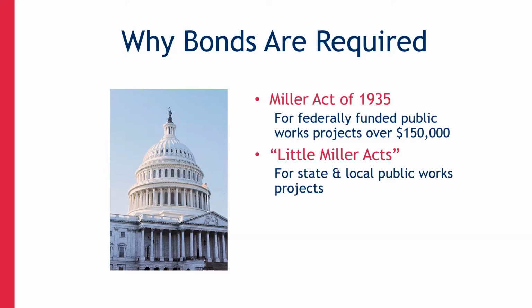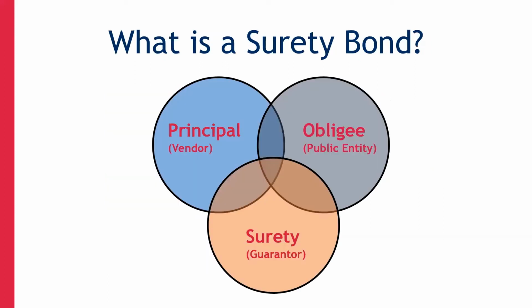They refer to it as the Little Miller Act, which is essentially where the Federal Miller Act of 1935 has been adopted by each of the states, all 50 states, and in many cases, some of the local counties or cities have enacted very similar statutes. And again, everything really started with the Miller Act of 1935.